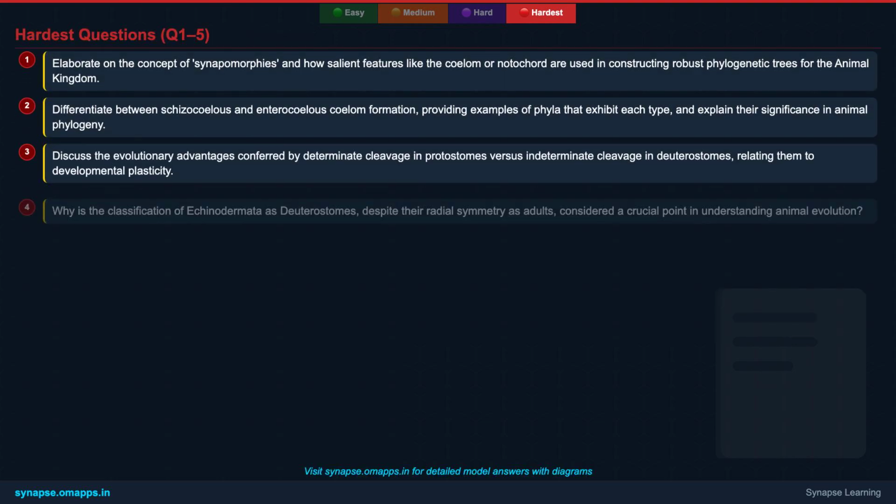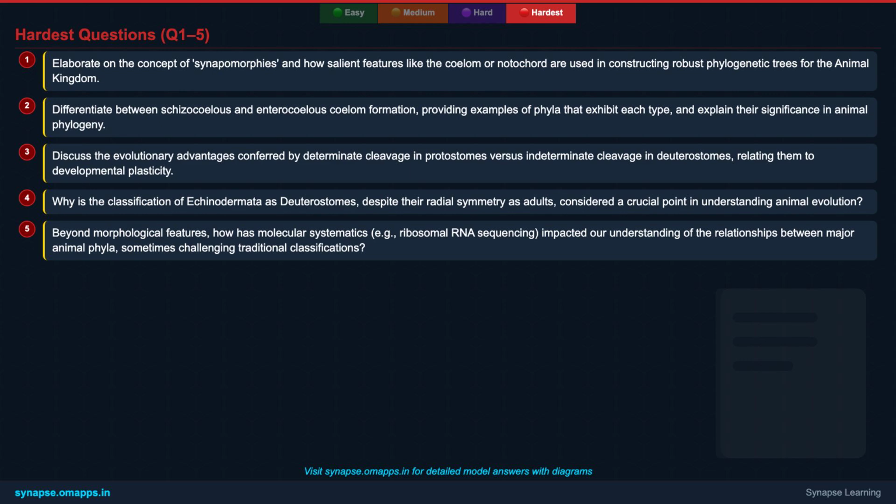It's time for the ultimate test of your understanding with these first 5 hardest level questions. These questions demand a deep, integrated knowledge of animal classification, evolutionary biology, and developmental processes. For instance, you'll need to explain synapomorphies, differentiate column formation types, and discuss the advantages of different cleavage patterns. Another question challenges you to understand why adult radial symmetry in echinoderms doesn't contradict their deuterostome classification. Take your time, think critically, and apply all the concepts we've explored.